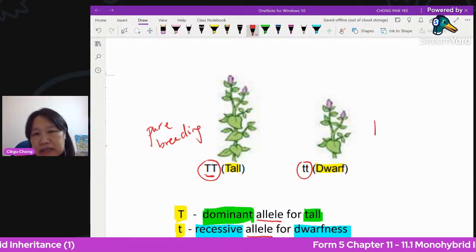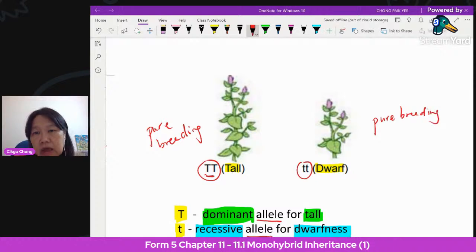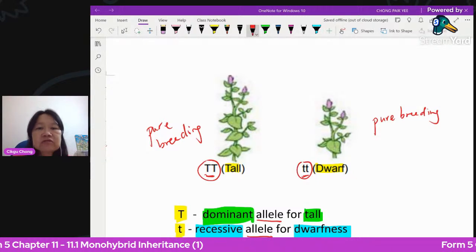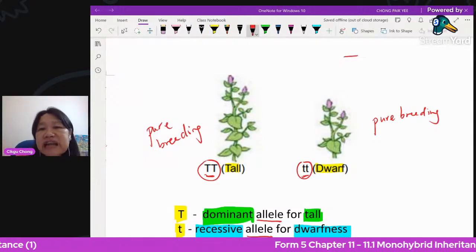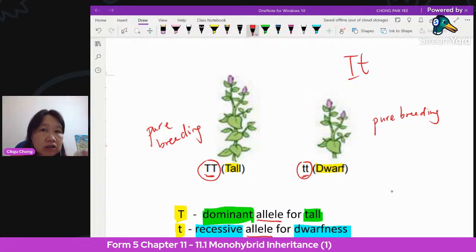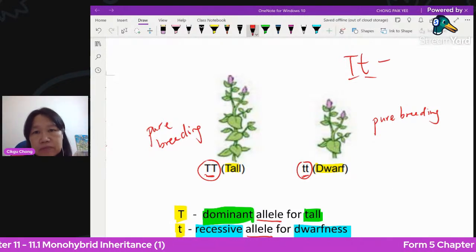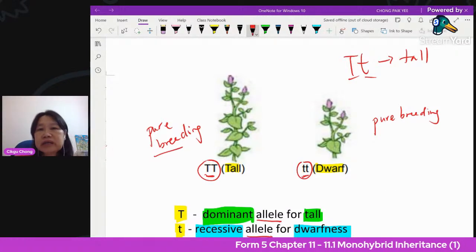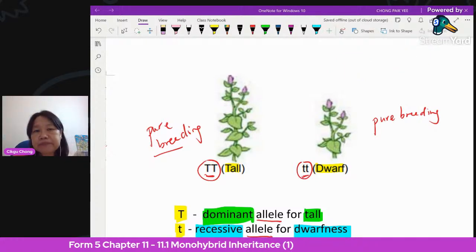And let's say this is also a pure breeding dwarf plant or short plant. That means both the alleles are of the same type. It must be the short one. It cannot be tall, because if it's like this, it will definitely be tall. Tall is dominant, short or dwarf is recessive. So this one cannot be short. This one is definitely tall as well. If I want pure breeding, then this is not pure breeding. Pure breeding means both alleles must be the same type.